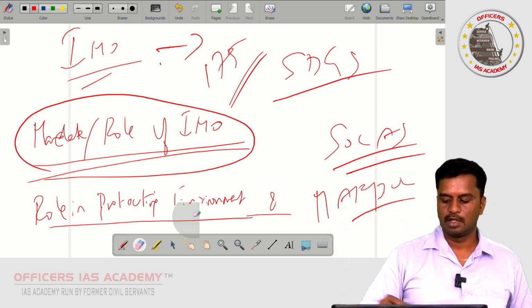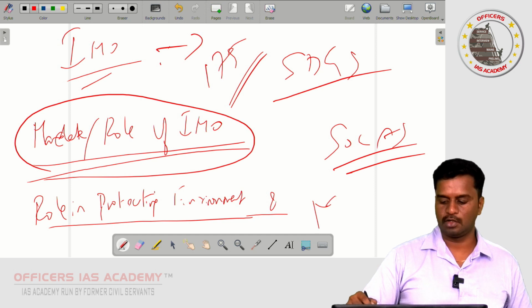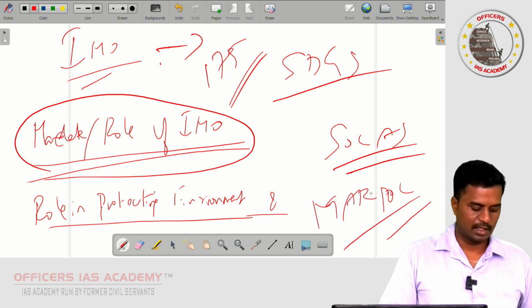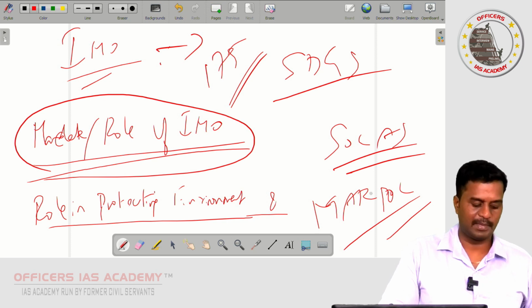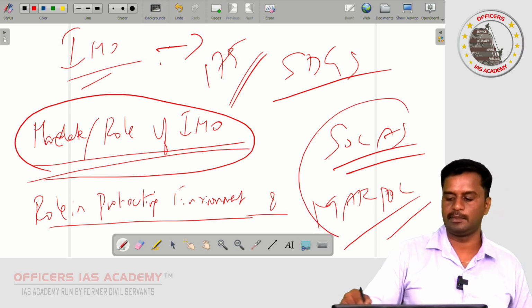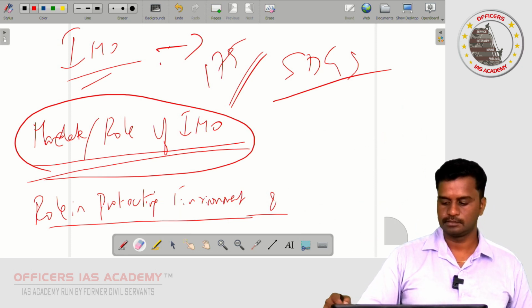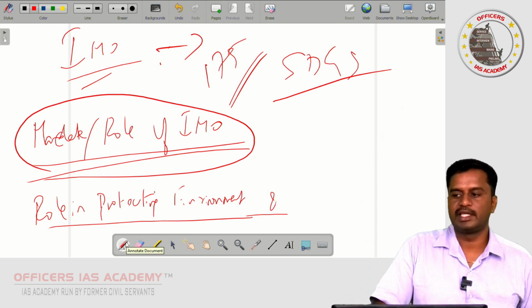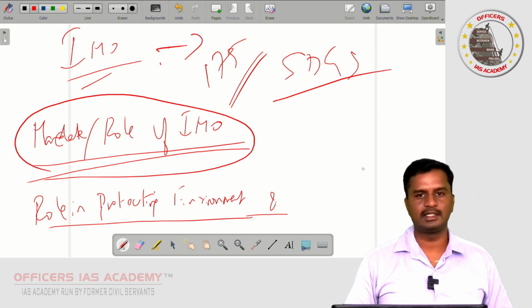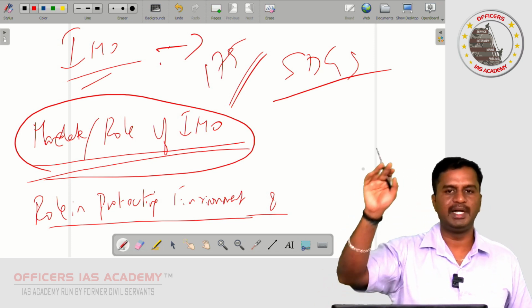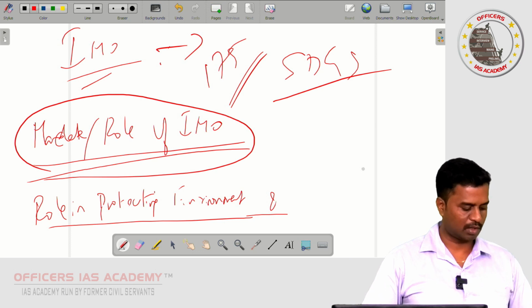MARPOL pertains to controlling marine pollution. And there is a third convention called MLC related to labor. The first 2 are important, SOLAS and MARPOL. IMO also gives regulations and rules regarding shipping, rules of shipping, building the ships, maintenance and so on.